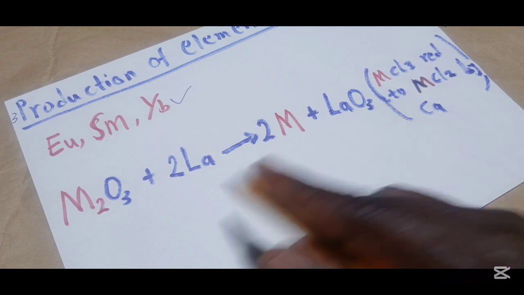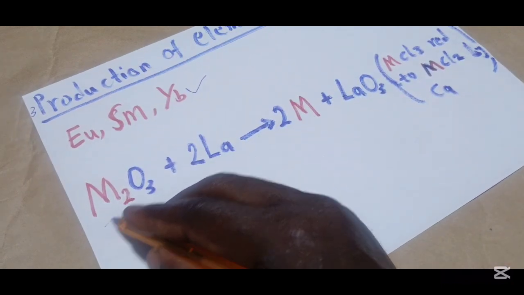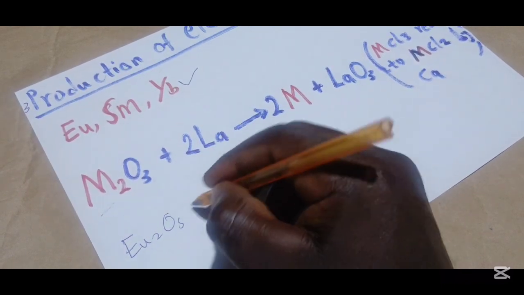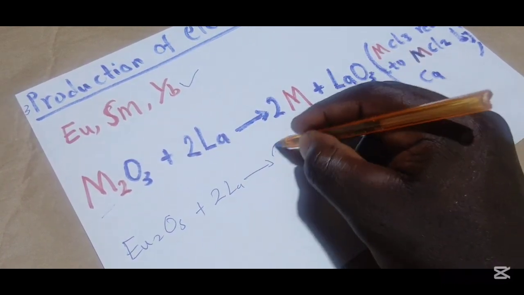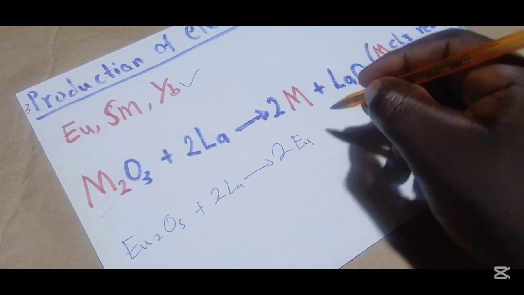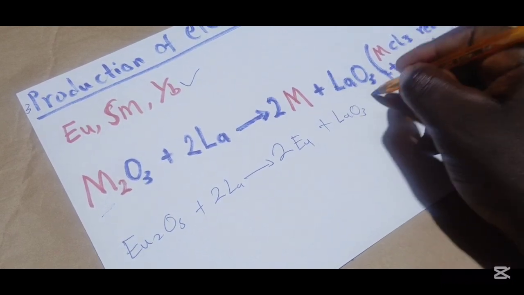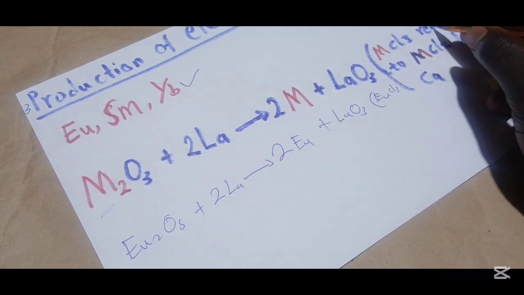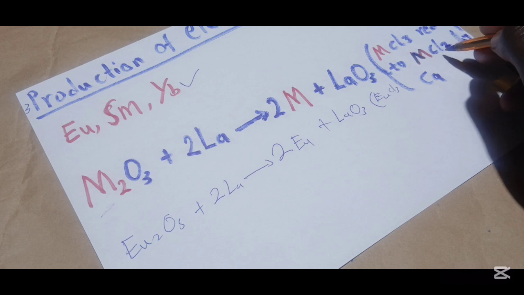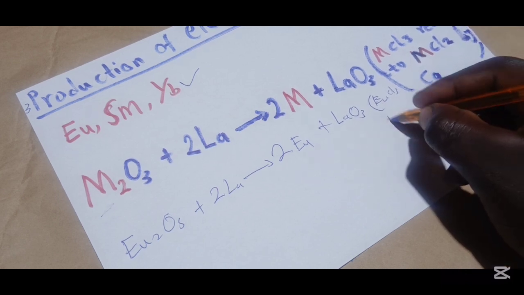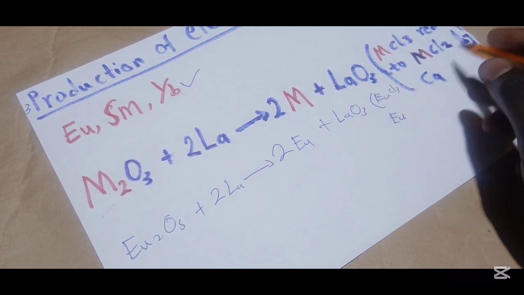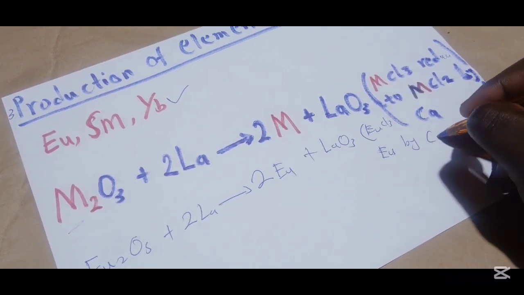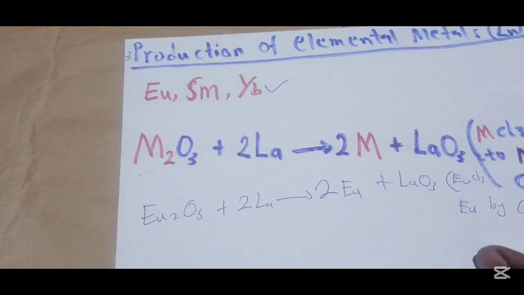So we therefore try to recall this equation. So we are looking at 2M, where M is a metal, right? Europium. So Eu2O3 plus 2La giving us 2M. We are producing Eu, right? Plus La2O3. Then M, which is EuCl3, is reduced to M, which is Eu, by Ca, right? By Ca. So just know the equation and you'll be good to go.